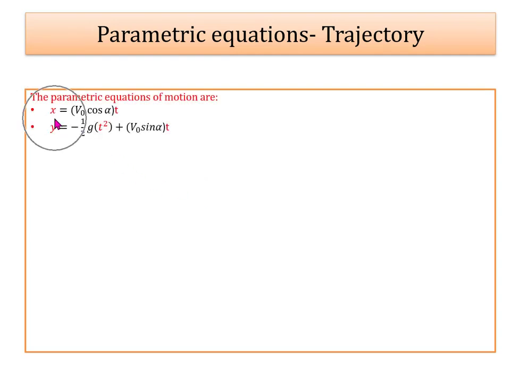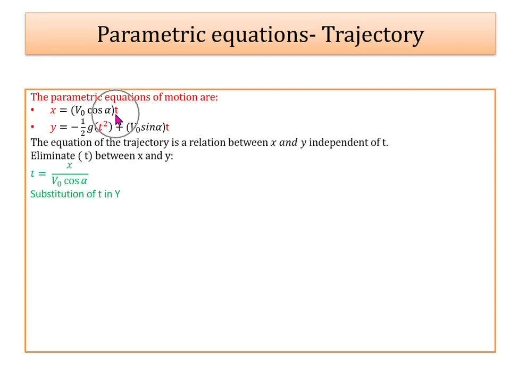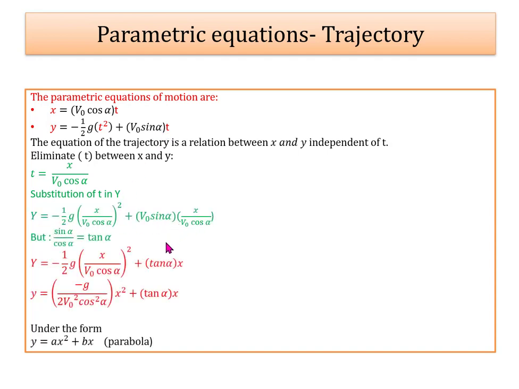So x and y represent the parametric equations, and substituting t from the first equation, t will be x over v0 cosine alpha. Substitute this value in y, and we will get this equation. Finally, after doing some math, we can reach the shape of y equals minus g x square over 2 v0 square cosine square alpha plus x tangent alpha.